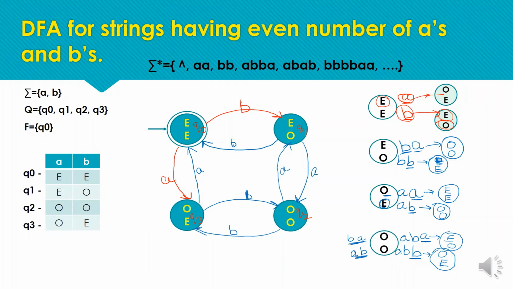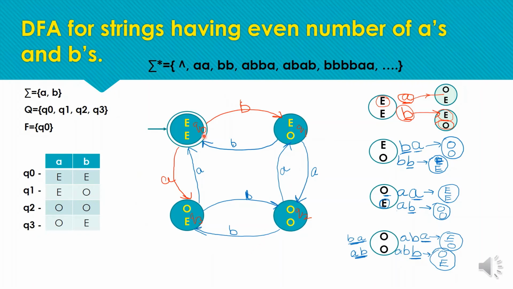So now all the states are complete, and we have defined all the transitions from all the states. Now one thing to consider here is that in the exam you can have a question like, for strings having odd number of A's and B's, meaning instead of even we can have odd number of A's and B's. For that question the solution will be the same as this, meaning we have to draw the same transition diagram.